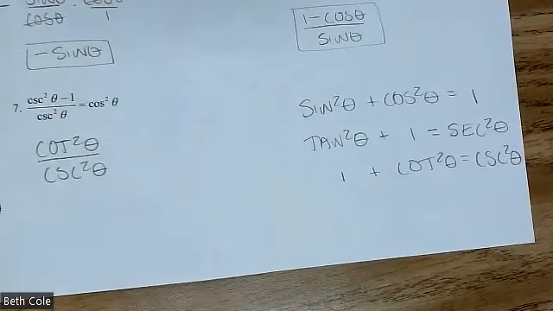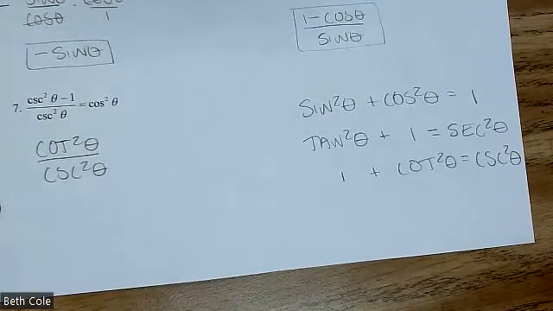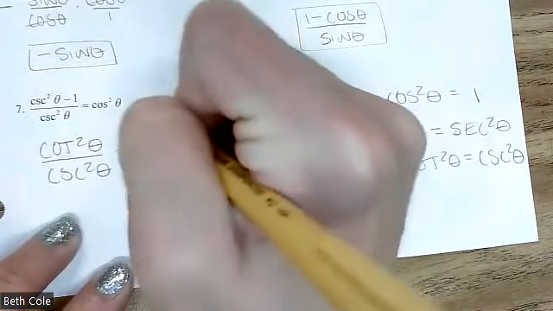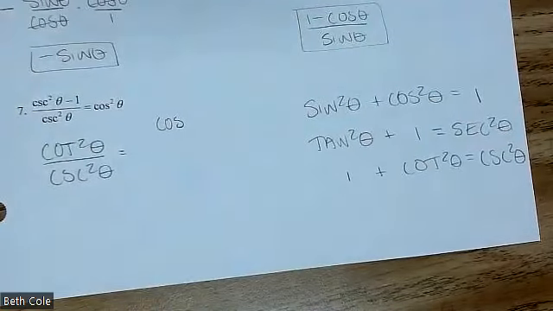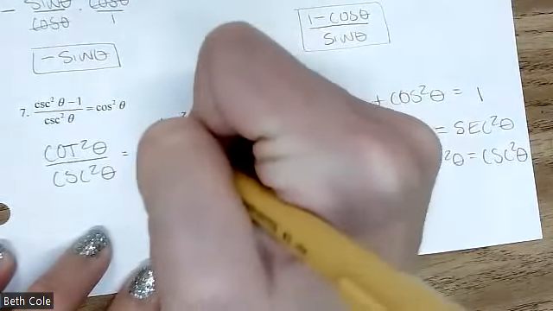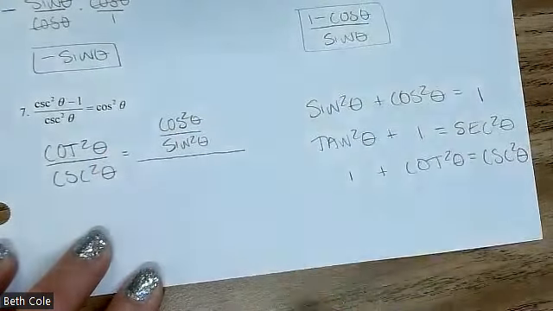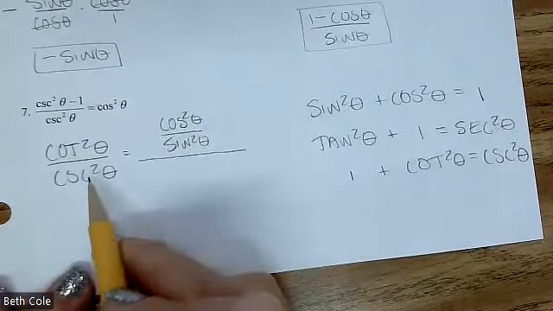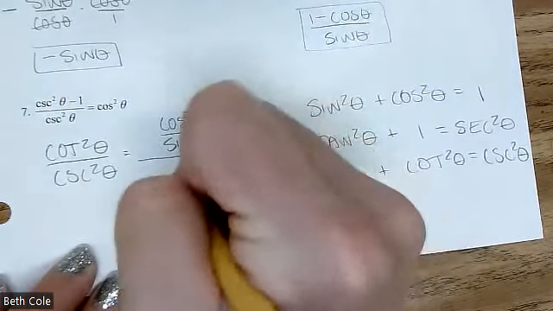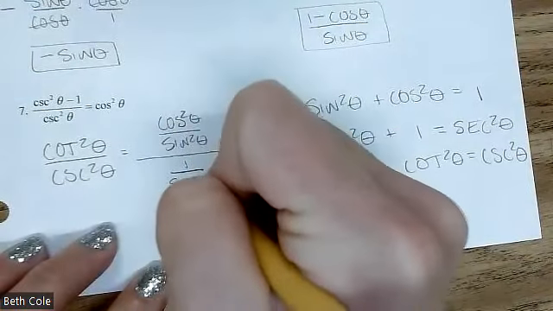All right, now I want to do some more replacements, try to get everything into sines and cosines. What can I replace cotangent squared with? Good, it's cosine over sine, they're both just squared. So cosine squared over sine squared. Really big fraction bar. And cosecant is 1 over sine, it's just that it's squared. Sorry, talking and writing at the same time can be difficult. There we go.